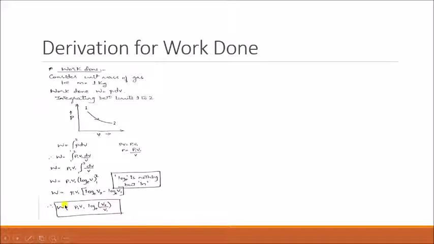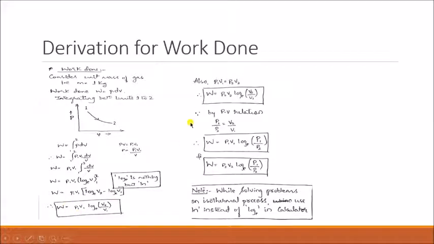We have seen earlier the pressure and volume relation at point 1 and point 2, that is P1 V1 is equal to P2 V2. So instead of writing P1 V1, I can write P2 V2. Hence I can write the work done formula as P2 V2 log of V2 by V1. Right?